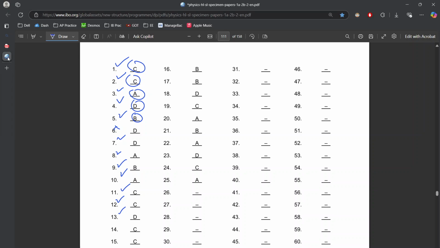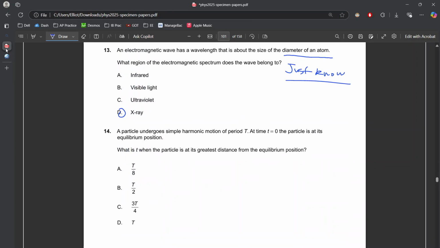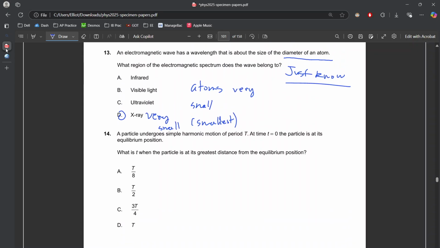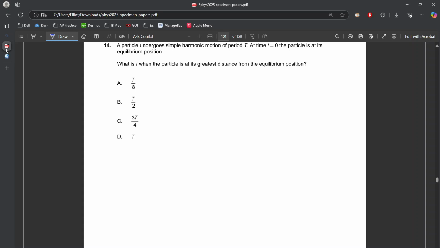It's D. We got it right. When in doubt, atoms are small. Just use common sense. So atoms are very small, X-rays are very small, the smallest. They are the smallest on this list, so I chose them. That's pretty much that simple. Is that a good way to answer all your questions? No, but sometimes you're just not going to know some stuff, and that's how it is.